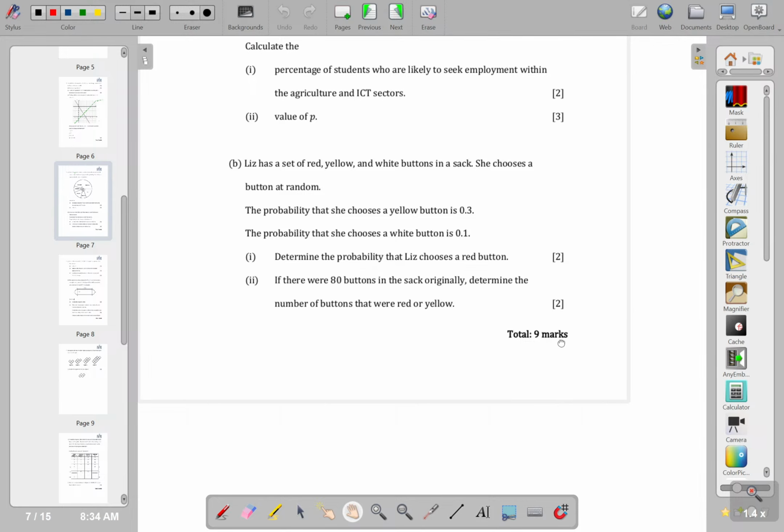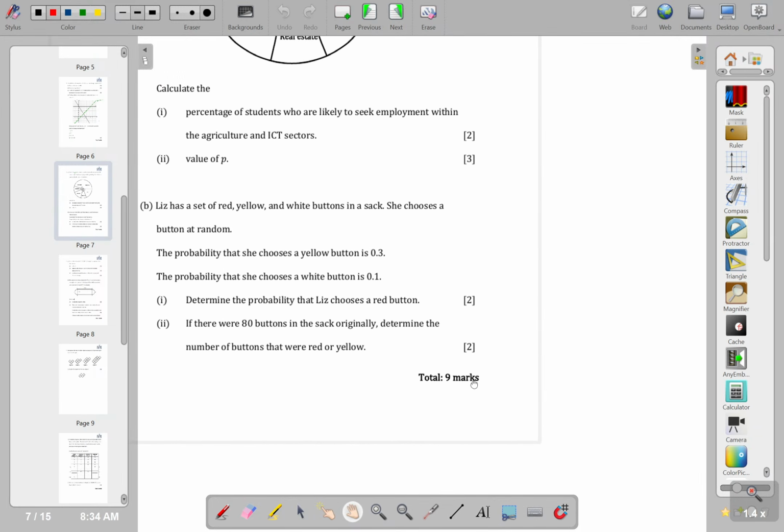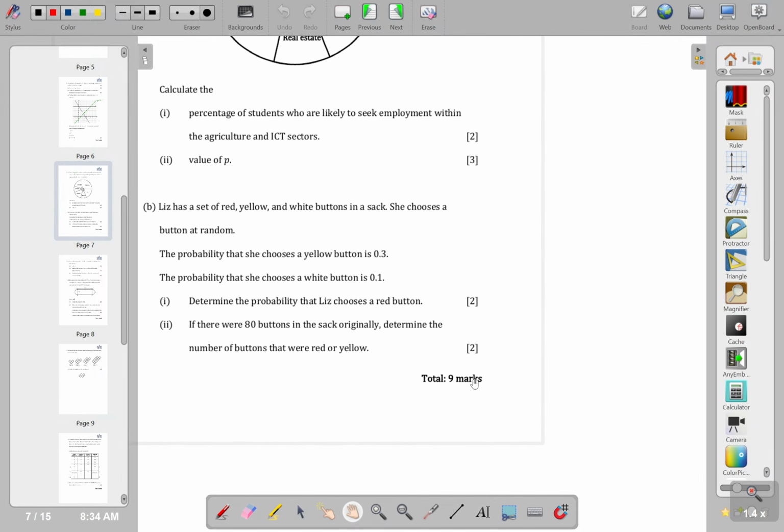All right. So Liz has a set of red and yellow and white buttons in a sack. She chooses a button at random. Okay. So what is a probability, by the way? Anybody know what a probability is? A probability is a chance of something happening.